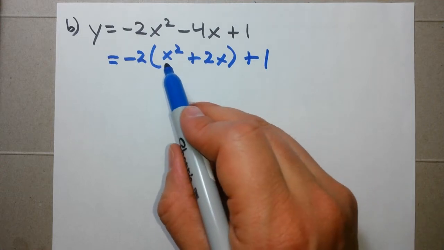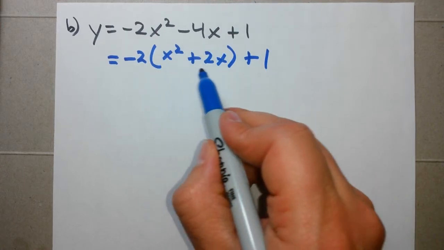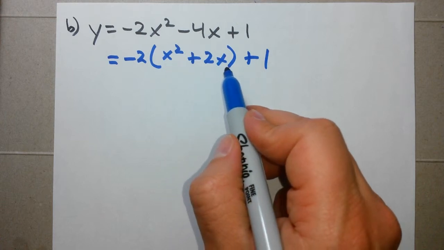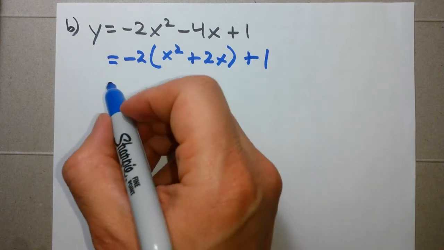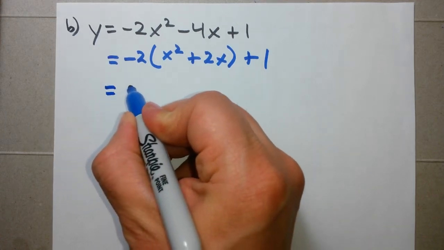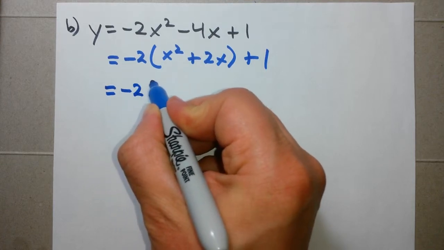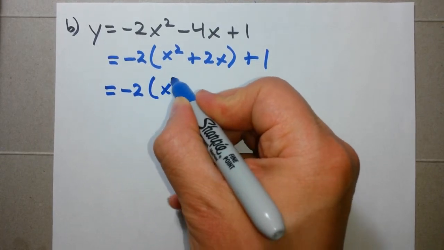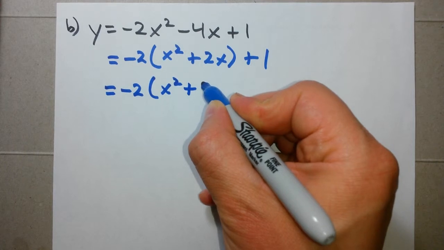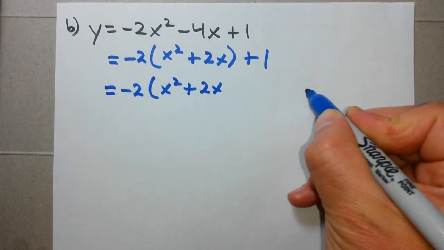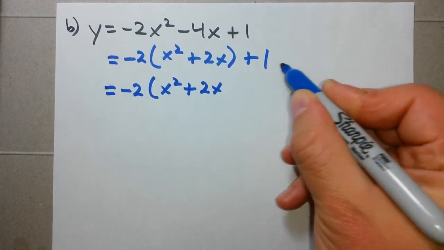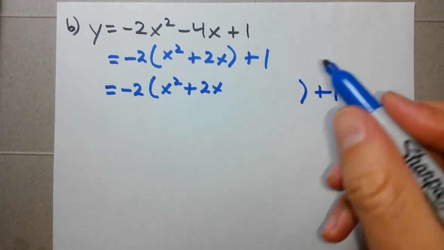Alright, the next thing that we need to do is take this expression that is in the brackets and turn it into a perfect square trinomial. So let's do the following. Negative 2, open bracket, x squared plus 2x. Let's leave some space there. I'm going to close the bracket and write the plus 1, just so that we don't forget.